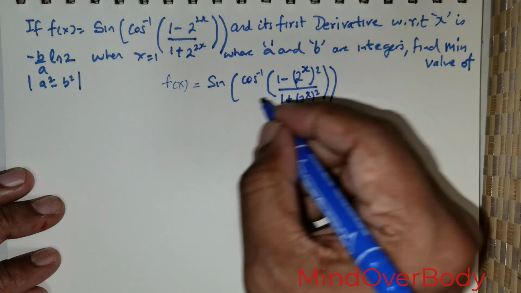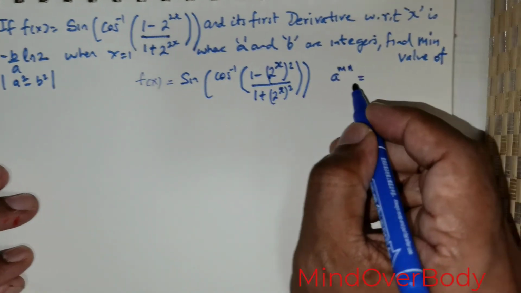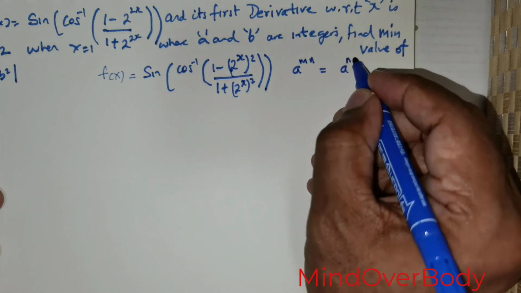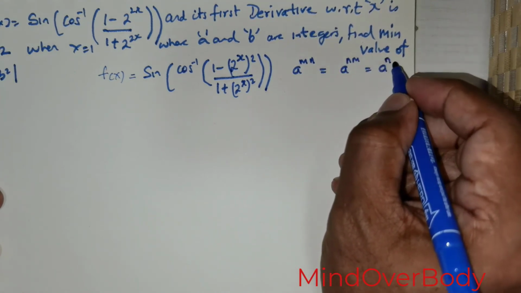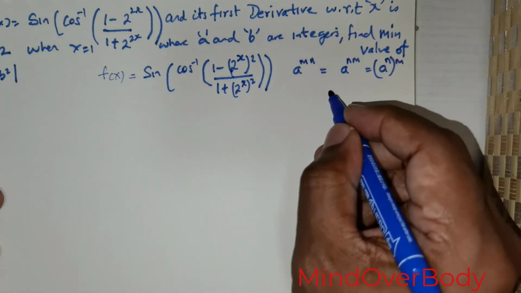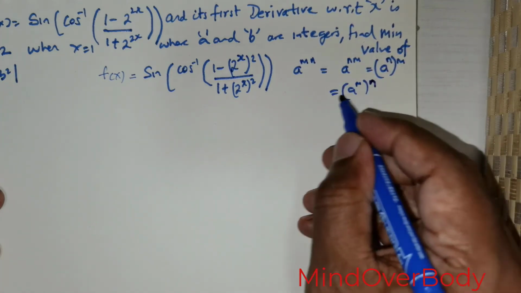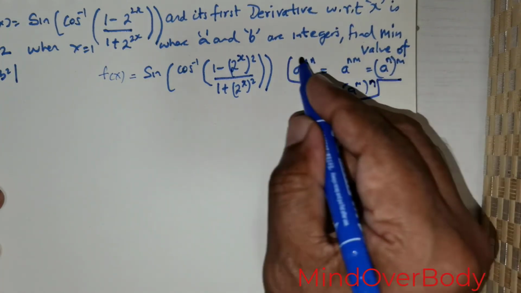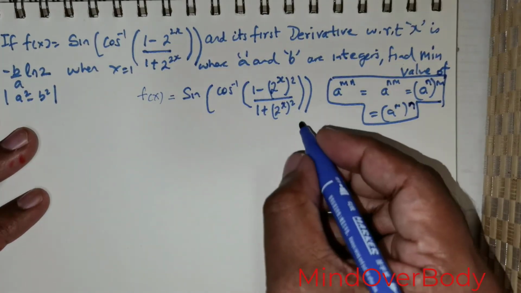Now why am I able to do this? Because a raised to the power of m times n can be rewritten as a raised to the power of n times m, and further you can also rewrite this as a raised to the power of n the whole raised to the power of m. So all directions are possible, and also a raised to the power of m raised to the power of n. So all of these things are possible from the law of indices. That's exactly what I'm doing.